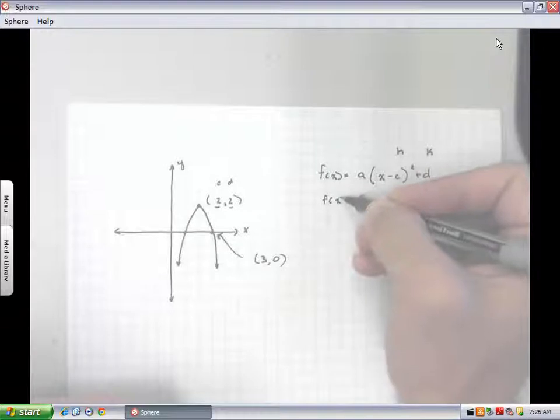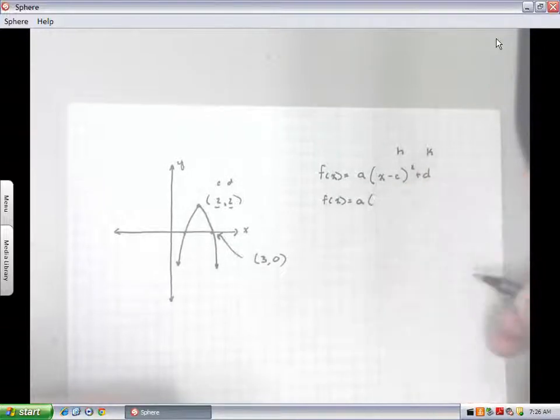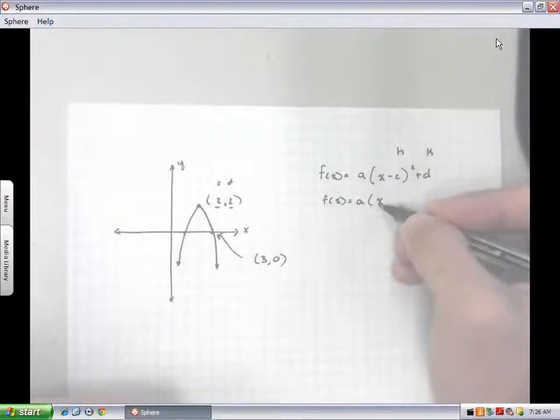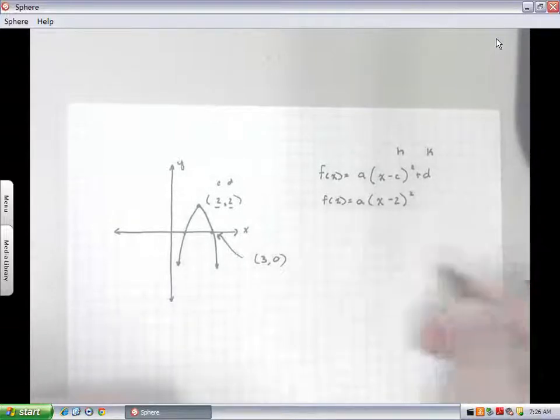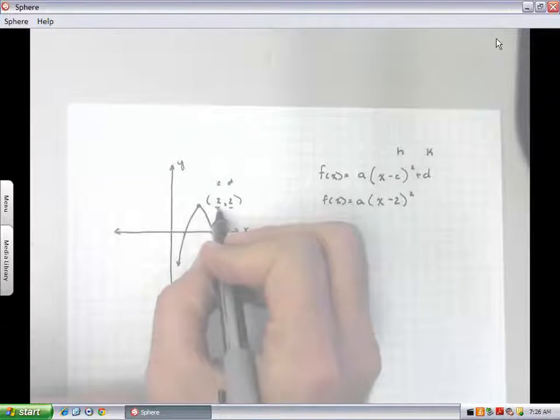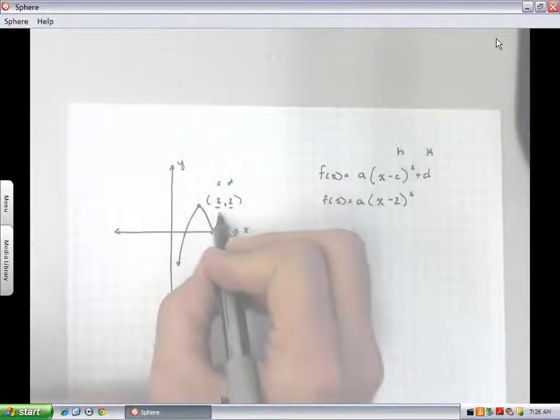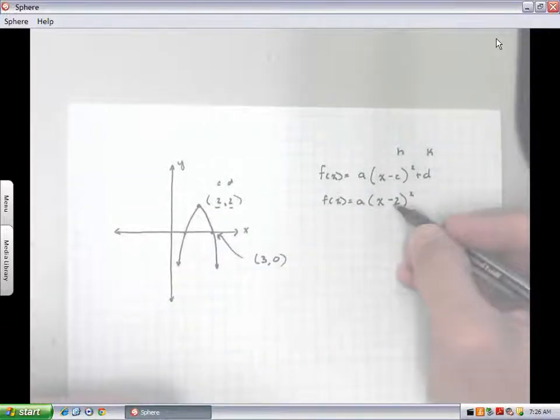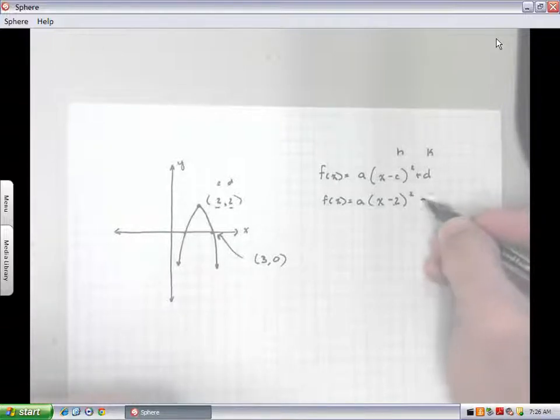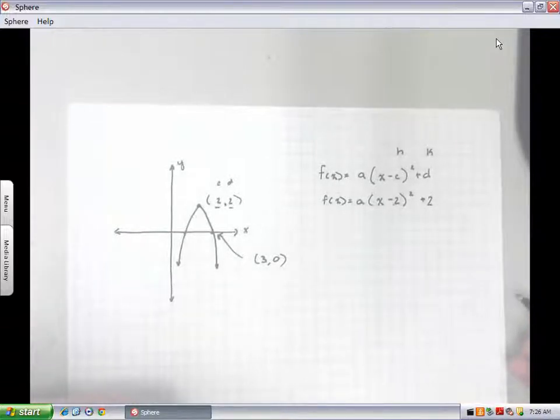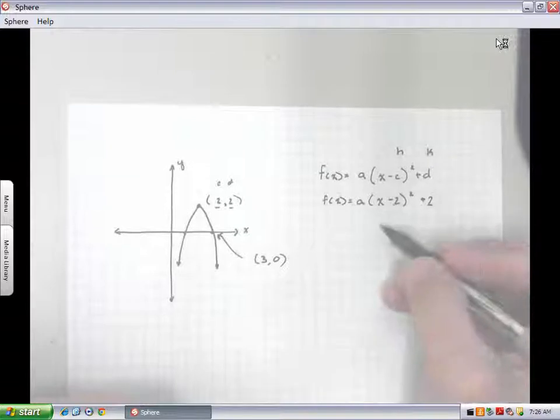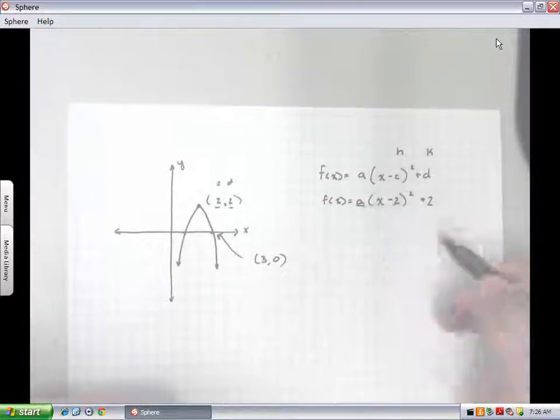So we're going to rewrite our equation, but instead of x minus c, we're going to write x minus 2 squared. So remember that we always move the opposite sign with our translations. So even though it's positive 2, we're going to have minus 2 in the parentheses, and then plus 2 outside the parentheses. So I almost have a completed equation here, except for the fact that I have the coefficient a.